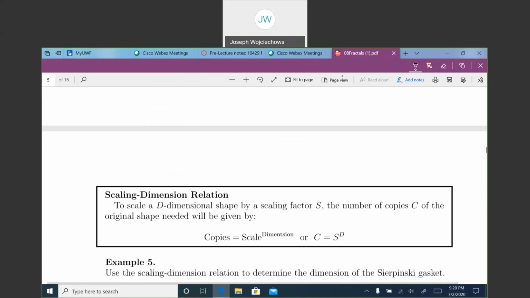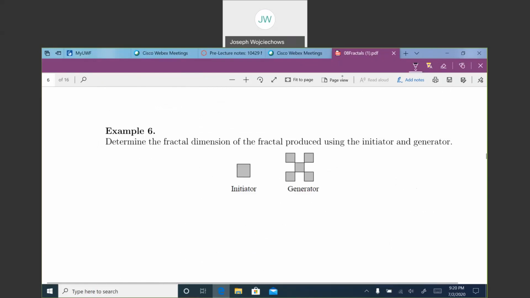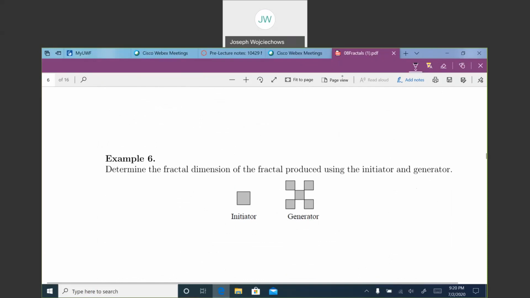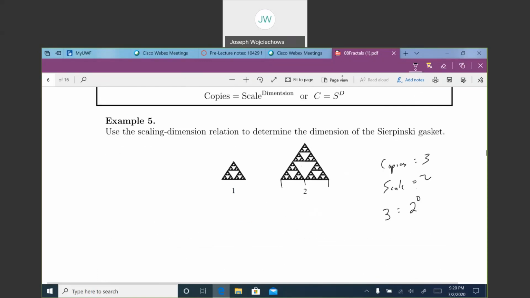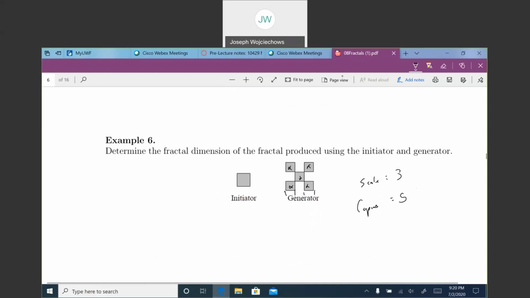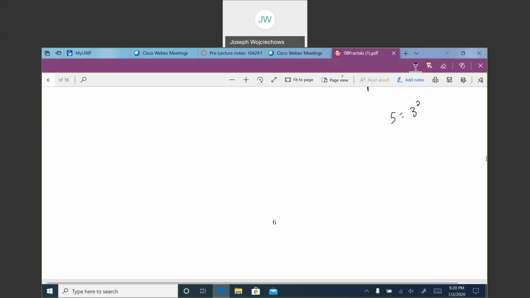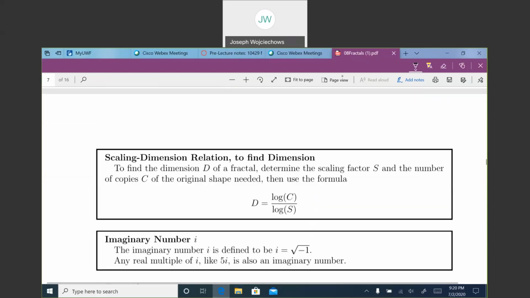What I don't see is the formula for dimension. Again, we would have the scale here would be 1, 2, 3. And the copy would be 1, 2, 3, 4, 5. So according to our formula here, 5 equals 3 to the D. And again, we can't calculate D, which brings us to this.